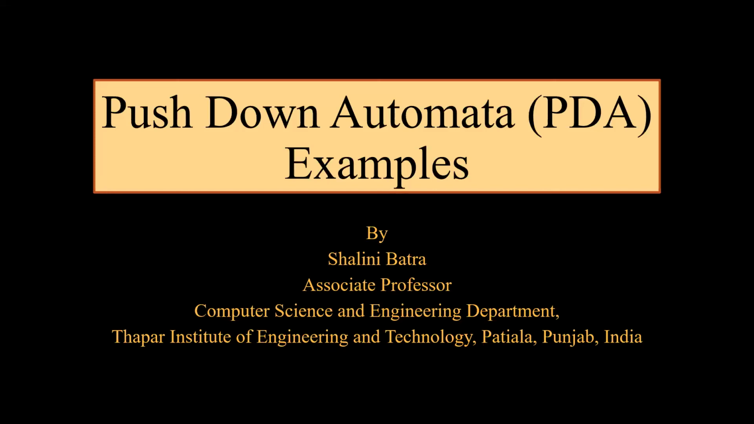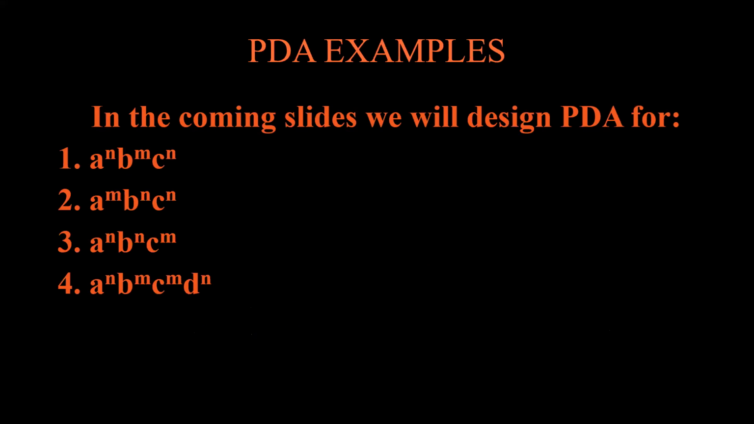Hello everyone. Today we will be discussing the examples of push-down automata. In the previous slides also we discussed examples of designing of push-down automata, and in these slides we will be considering 4 more examples. The push-down automata will be designed for a^n b^m c^n. For a^m b^n c^n, that is number of B is same as number of C.